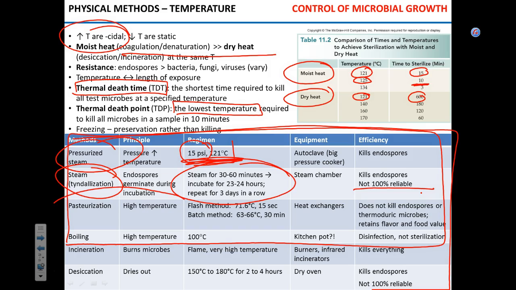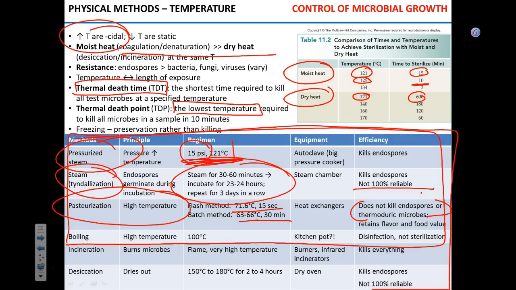Pasteurization, treatment with a high temperature for a short period of time. Flash, 15 seconds at 72 degrees Celsius. Batch method, 30 minutes at 63 to 66. Now, this method is not sterilizing, it's disinfecting. But what is important? It kills most microbes, well, practically all important microbes that can cause gastrointestinal infections and food poisoning.